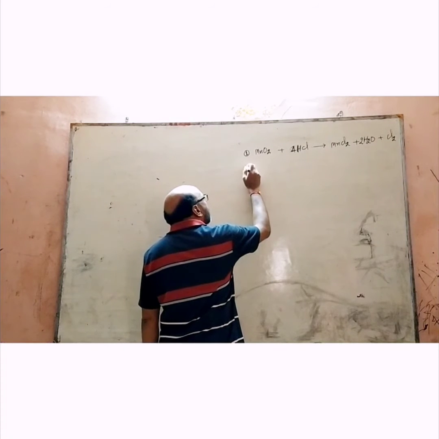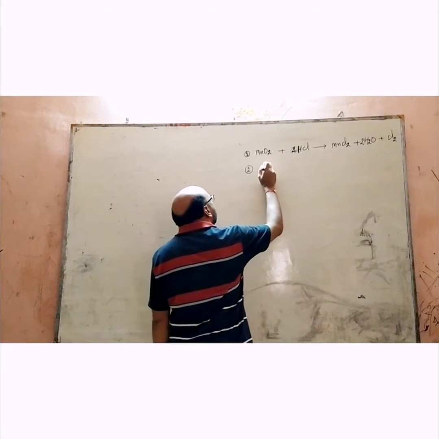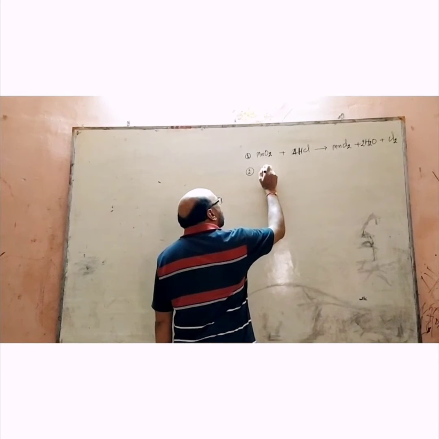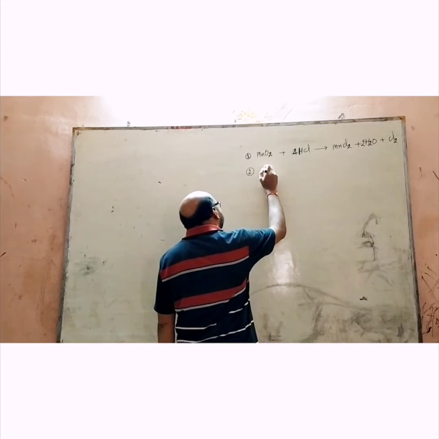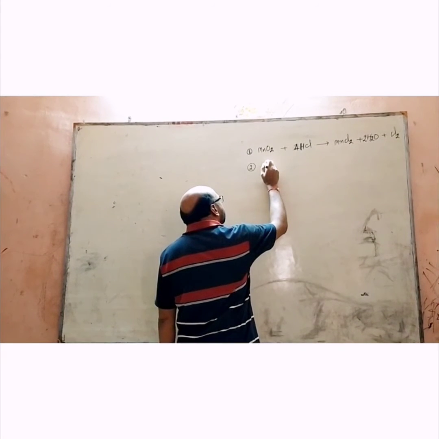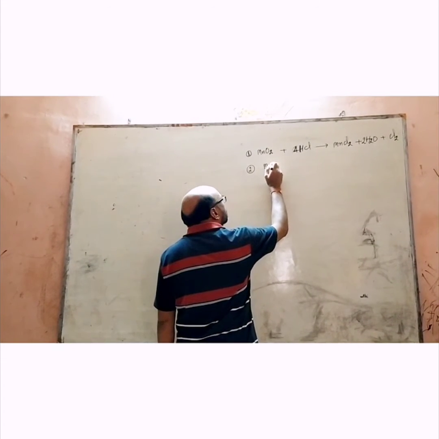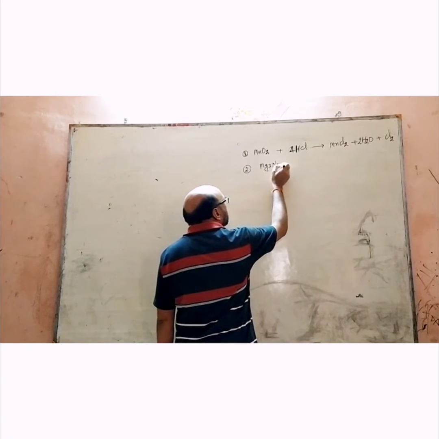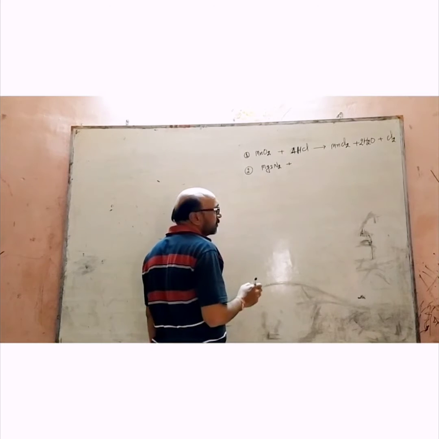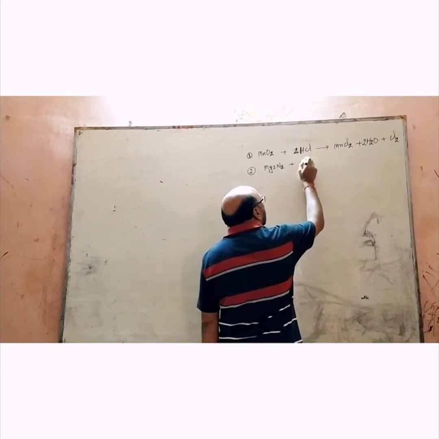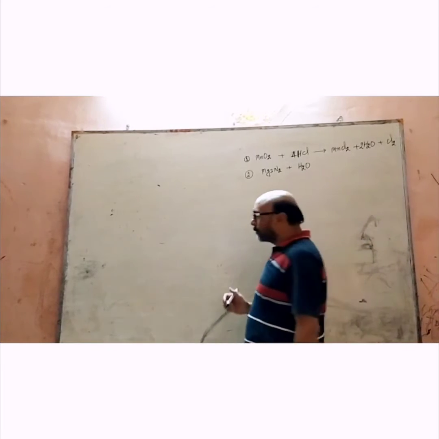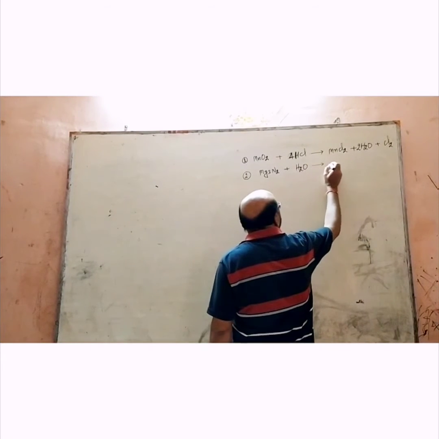Another example is magnesium nitrite plus water forms magnesium hydroxide and ammonia.